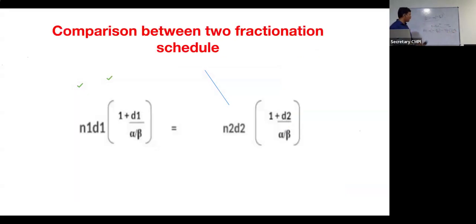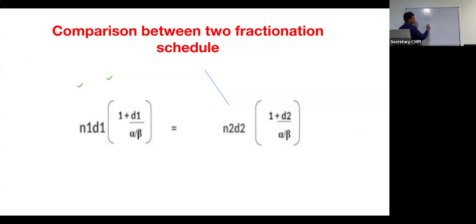Now, comparison between two fractionation schedules. How do we do it with BED? Suppose we are going to treat a palliative patient with 30 gray in 10 fractions. Dose per fraction is 3 gray. Now, because of some reason, the clinician wants to treat this patient in 5 days. We don't need to go for 10 days. We need to finish within 5 days. How much dose needs to be given? How do you calculate? You can use the BED. BED should be the same for every treatment schedule.